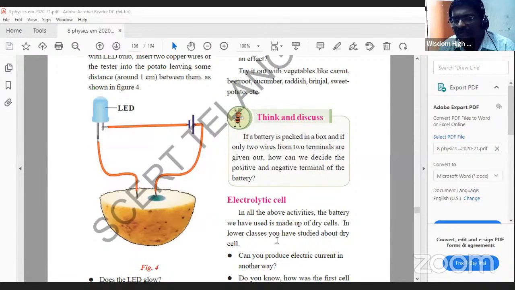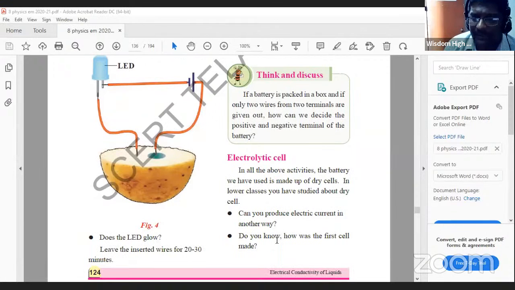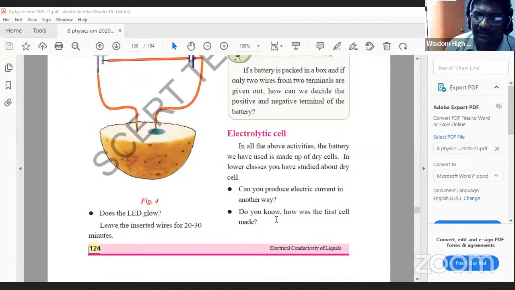The batteries we used for connecting the potato, for connecting liquids, and in the injection cup and bottle activities, and for the electrical conductivity of solids, were made up of dry cells only. What is meant by a dry cell? Within that battery, all the chemicals are present in dry form.